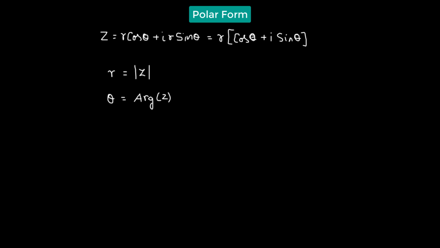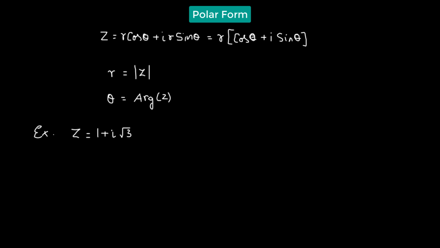So this z, which is written as r times cos theta plus i times sine theta, is just another way of representing a given complex number using only two parameters, which will be the radius and the theta, which is the argument of the complex number. So let us take an example now. Let's say we are given a complex number 1 plus i times root 3.